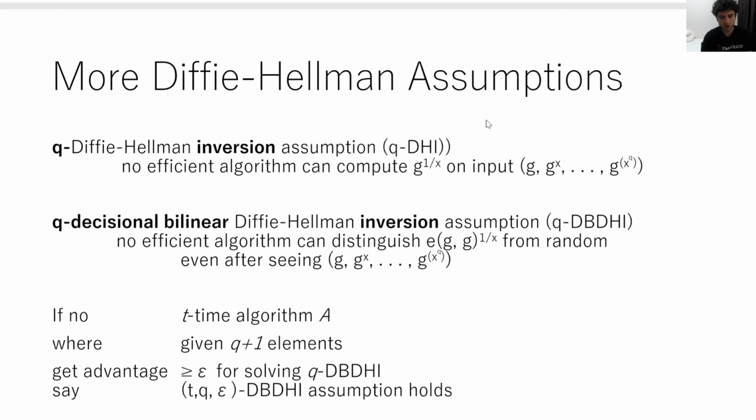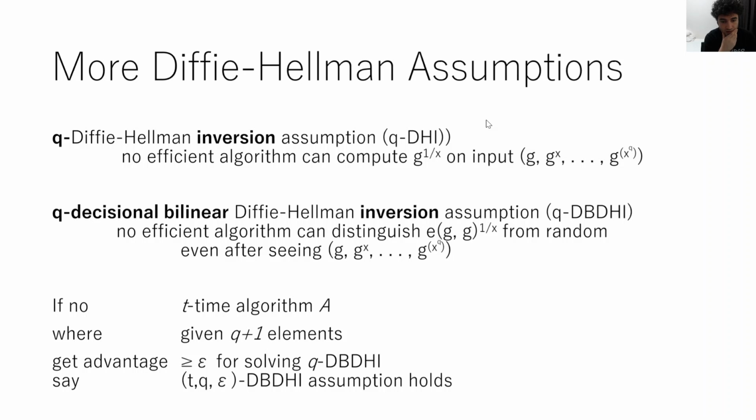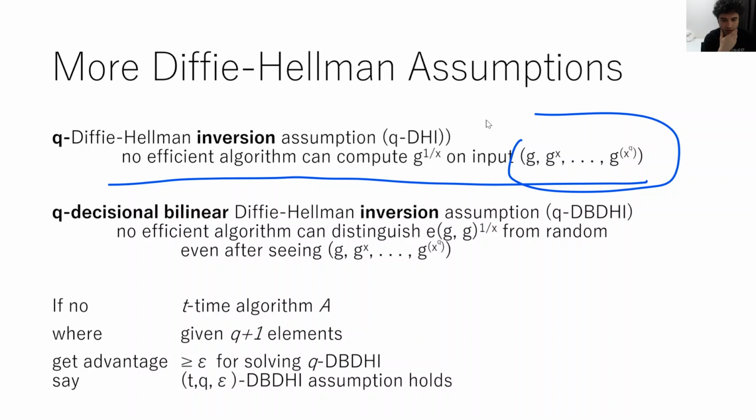Okay, so now we have some basic understanding of Diffie-Hellman assumptions. We're going to add two more slightly complicated but similar assumptions. One of them is called the q Diffie-Hellman inversion assumption, which says there's no efficient algorithm that can compute g^(1/x) on the input g, g^x, all the way up to g to the power of x^q. The next one is the q decisional bilinear Diffie-Hellman inversion assumption, which says no efficient algorithm can distinguish e(g, g)^(1/x) from random, even after seeing g, g^x, all the way up to g^(x^q).